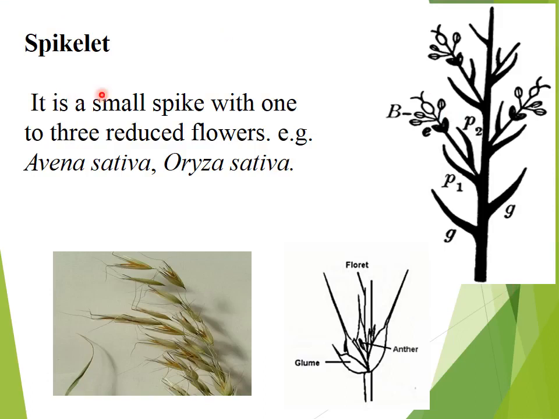Spikelet type of inflorescence. This is a small spike with one to three reduced flowers. Mostly the grass family contains this spikelet type of inflorescence. Now see, this is the outer glume, inner glume, palea, lemma, and reduced flowers are present here. So this type of inflorescence is known as the spikelet type of inflorescence.